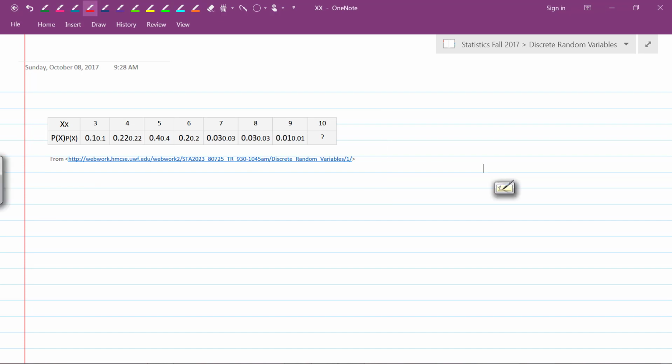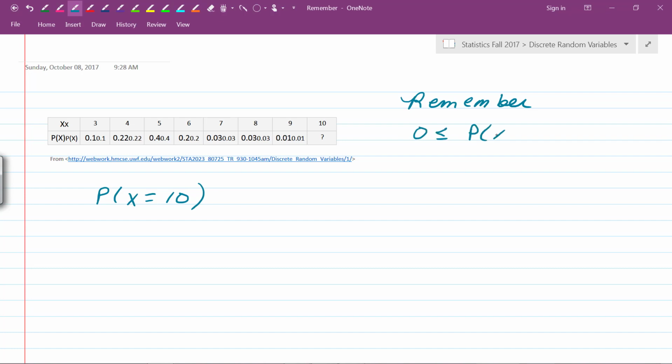So the question is, what is the probability that x equals 10? Remember that all probabilities must be between 0 and 1, okay? And also remember that the sum of all probabilities associated with x, the entire sample space, must equal 1.